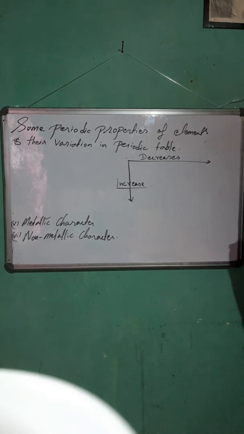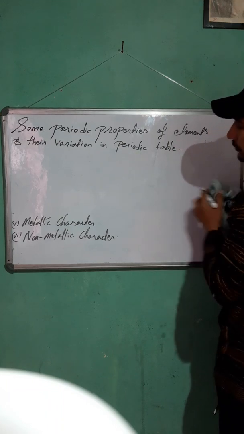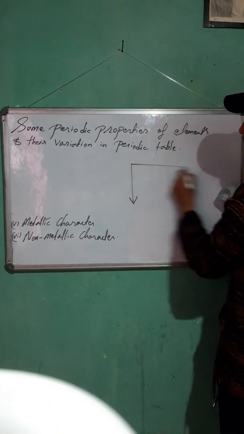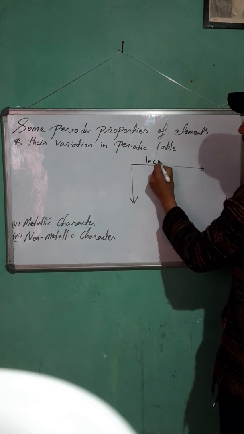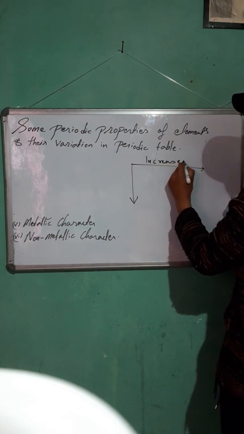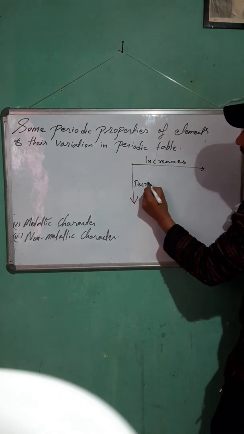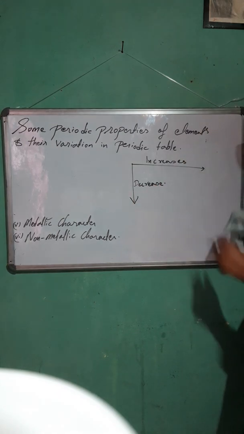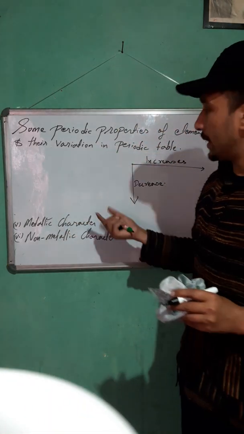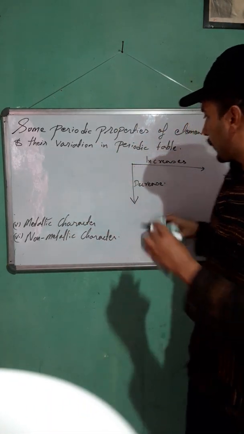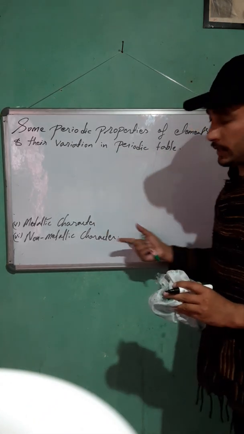Next is non-metallic character. It is opposite of metallic character. So when you move from left to right, non-metallic character increases, and when you move from top to bottom, it will decrease. So this is how some periodic properties vary in the modern periodic table. So you make a proper note of these things.